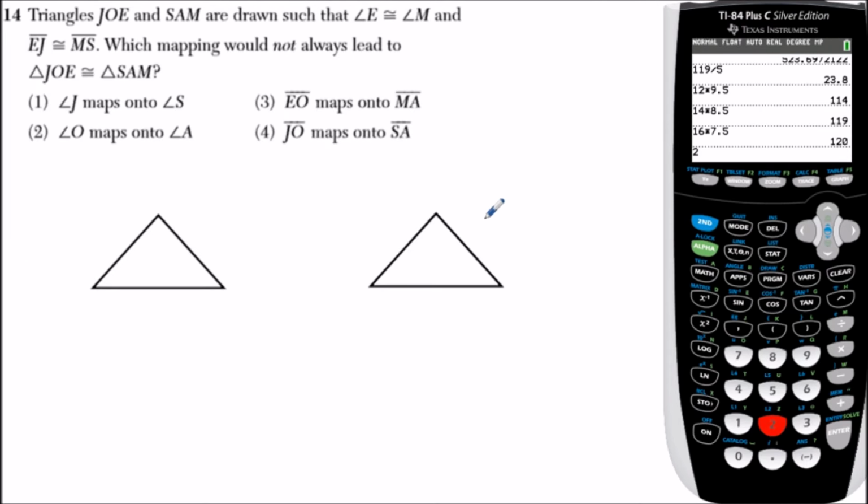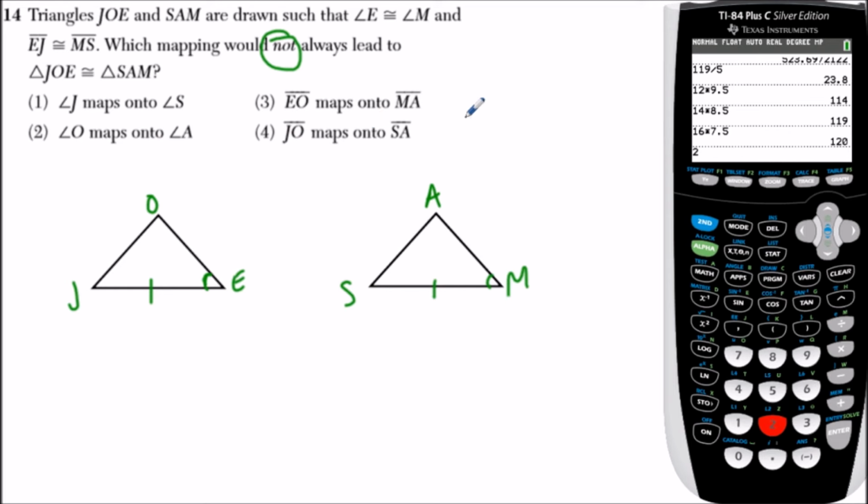Okay, so for this question here, we have triangles JOE and SAM. And let's go ahead and label these. So J-O-E. And the order that we labeled J-O-E in this, we're going to follow that same sequence in the next triangle. So S-A-M. So the first letters should be in the same location, the middle letters and the last letters. So we're told that angle E is congruent to angle M, and EJ is congruent to MS. And we want to know which mapping would not always lead to these two triangles being congruent.